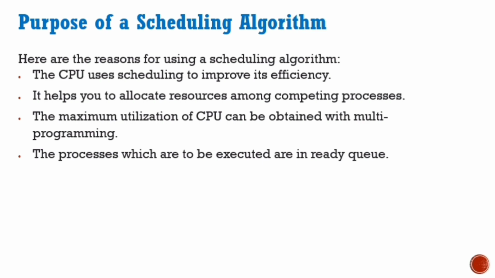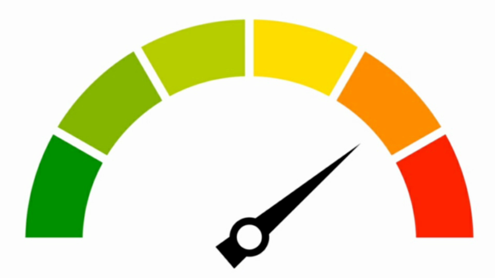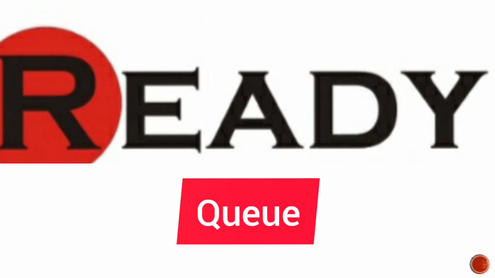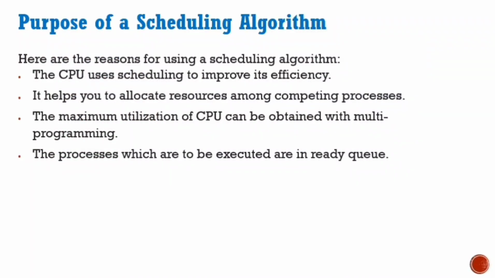The third one is maximum utilization of CPU can be easily obtained with multi-programming and scheduled processes, and maximum utilization is definitely a very important criteria for making sure that the CPU works efficiently. And the last reason is the processes which are to be executed will always be stacked in a ready queue when we make use of scheduling algorithms. So the CPU can just look into the ready queue and take the process based on the algorithm which it is following. So these are the main reasons as to why the CPU requires a scheduling algorithm for executing the different processes.